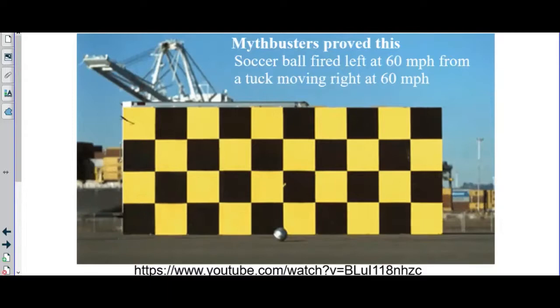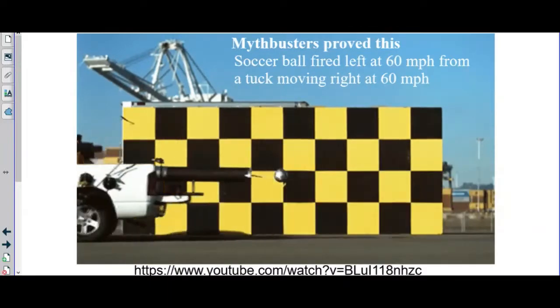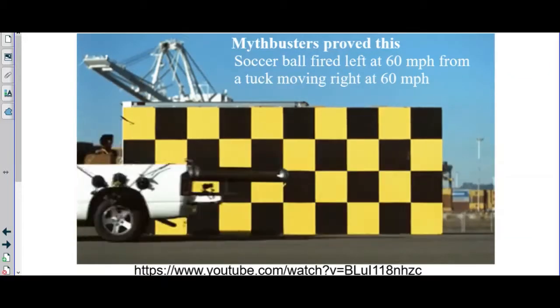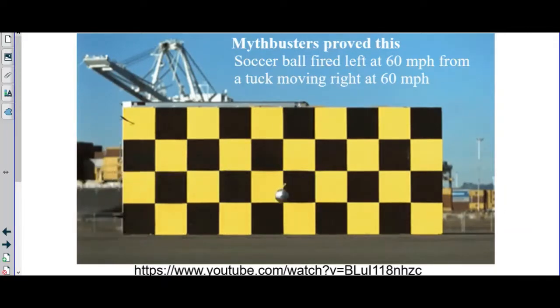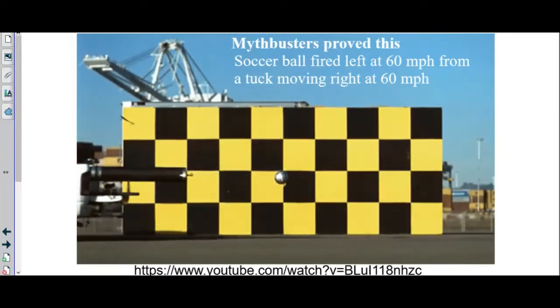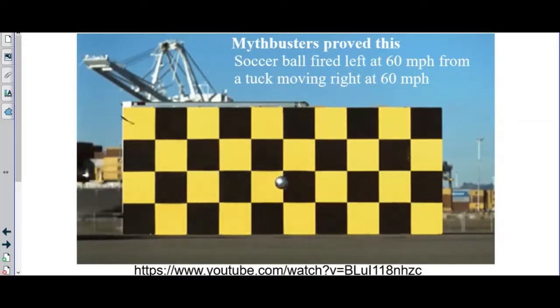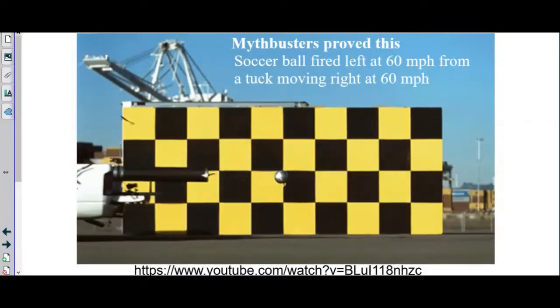Mythbusters did this. They took it through quite a bit of trial and error. So this is just a quick little 2-second clip of probably an hour-long episode. What Mythbusters did is they took relative motion into consideration. They thought, well, what if we fired a cannonball? It's actually a soccer ball.